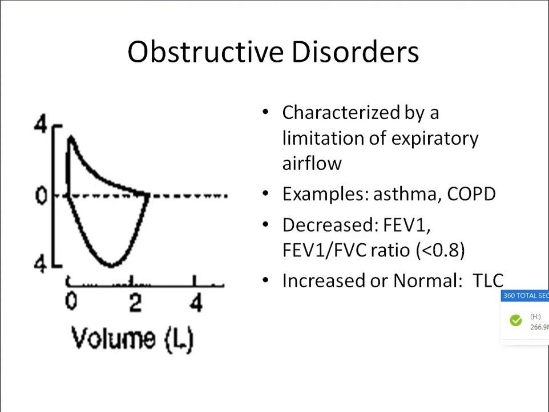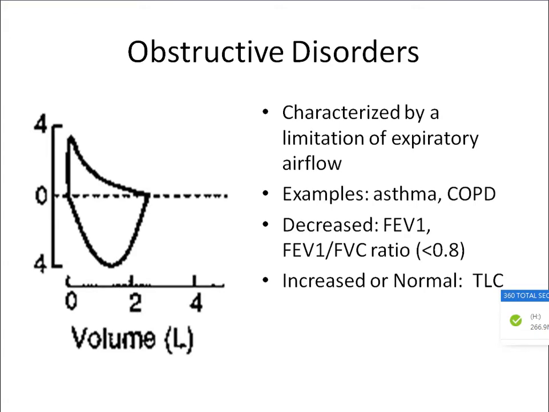So I told you, in obstructive diseases, if you see the expiratory curve, that is the curve above the x-axis, there is coving of the curve. There is coving of the expiratory curve, also called dog leg shaped. So this implies there is obstruction. It is characterized by limitation of expiratory airflow. Examples are COPD and asthma patients.